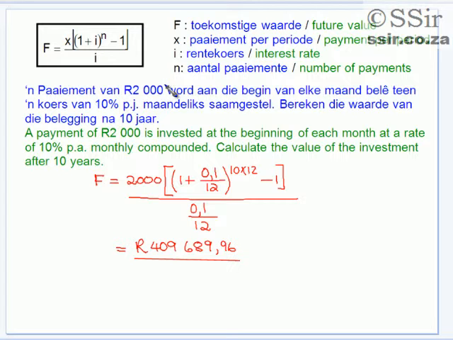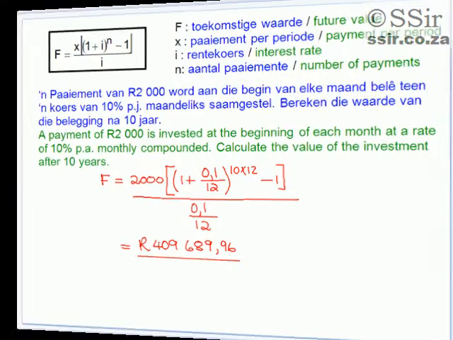This means that I've made many payments of 2,000 Rand per month each. How many did I make? 10 times 12, which means 120 payments of 2,000 Rand each were made. Each of those have gathered interest of 10% compound interest, and at the end of that period, this is what I will have at my disposal.